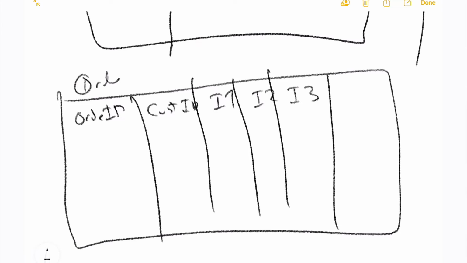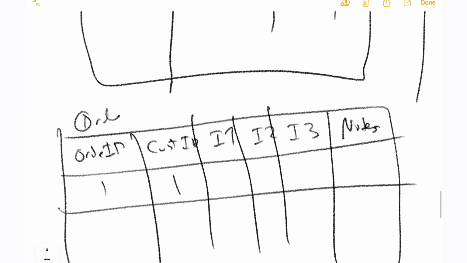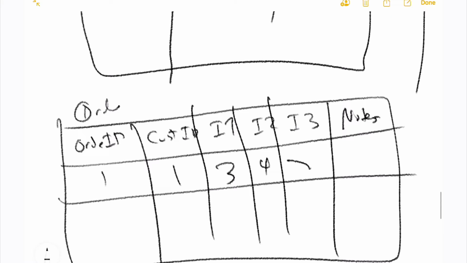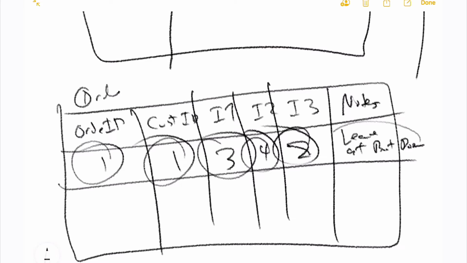And then you can add in some additional things. So you could have notes. For order 1, Sue is purchasing a 3, a 4, and a 2, and she may say, leave at back door. This way, we're creating an order that's able to pull in information from these other tables, and you're able to put in your own information for this particular table.